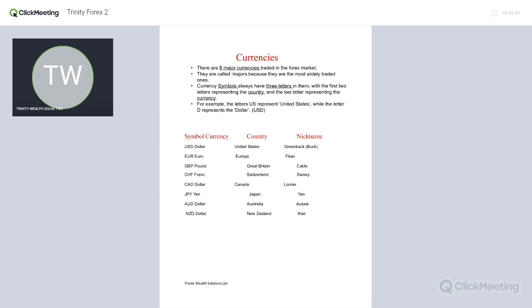All right? So we move on to the next slide, which is about the currencies. So we say there are 8 major currencies traded in the Forex market. Again, we say they are major because they are the most widely traded ones, okay? And you're better off using the ones which are widely traded because it means they have more volumes, both in the amount of money exchanged as well as the number of participants. So if the volume is so high in that particular currency, it means then they also move more.